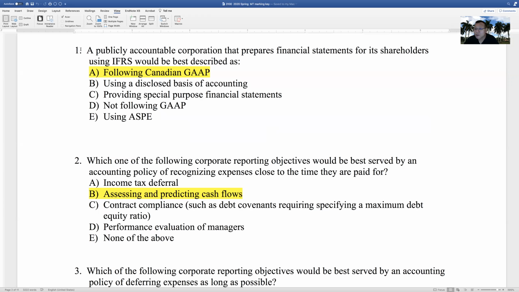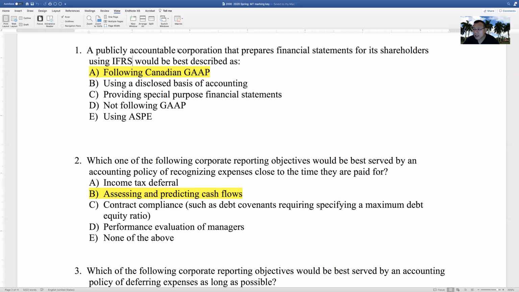Here, the first question: a publicly accountable corporation that prepares financial statements for its shareholders using IFRS would be best described as... the answer is following Canadian GAAP, okay? So basically, there are different GAAPs. GAAP means generally accepted accounting principles. In Canada, IFRS and ASPE are both GAAP. Disclosing the basis of accounting is not a GAAP.